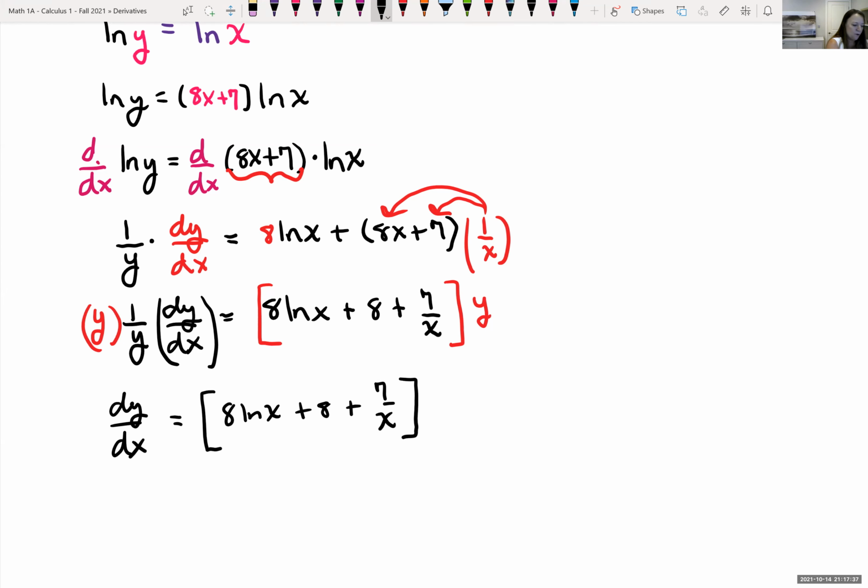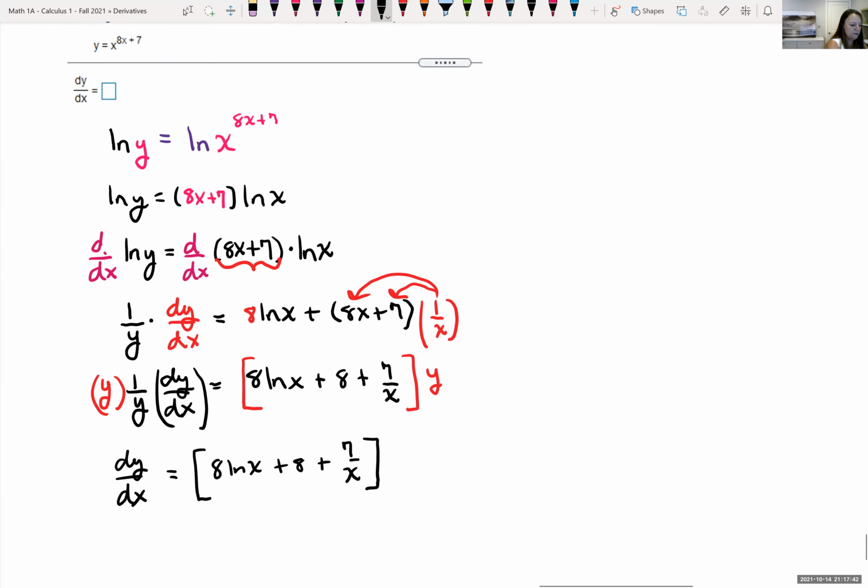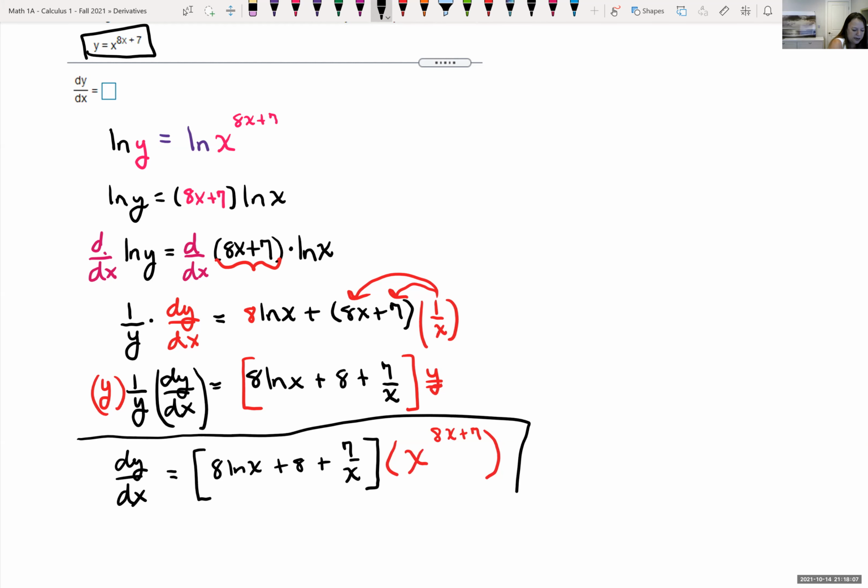But instead of writing y, we were given up here what y was. Y was the x all raised to 8x plus 7 power. So instead of writing this y here, I'm going to write it as what we originally started with, this x all raised to the 8x plus 7 power. And so now we have the derivative of y with respect to x, using that logarithmic differentiation to find the derivative.